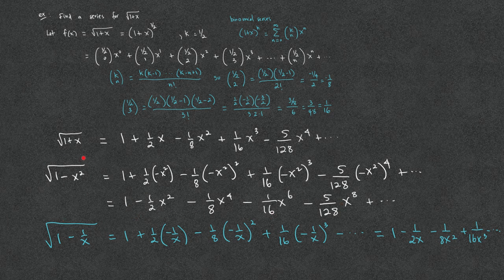We can use the first few terms to approximate the radical function, as long as the absolute value of x is small. Or with the last series, as long as the absolute value of 1 over x is small.